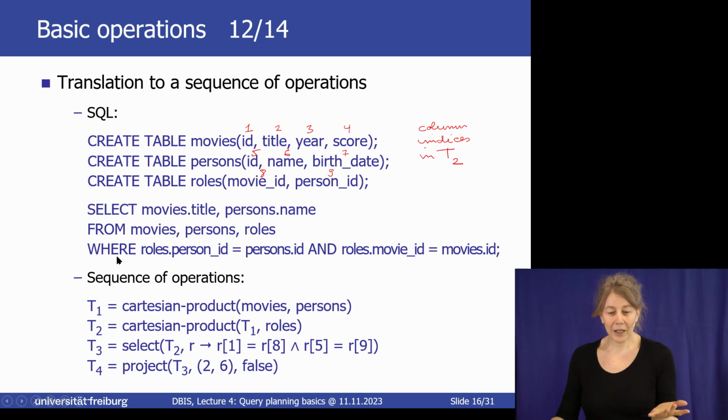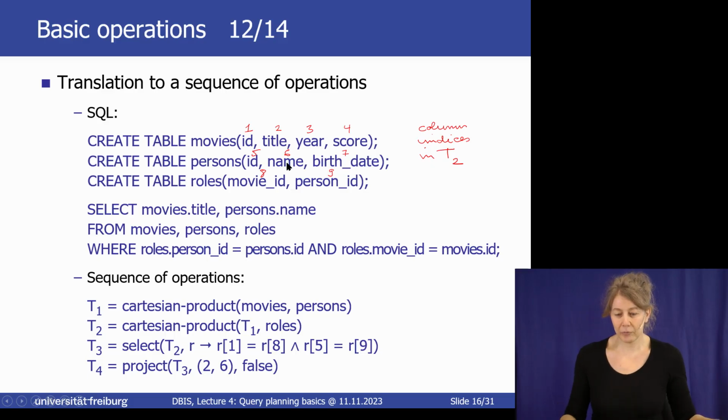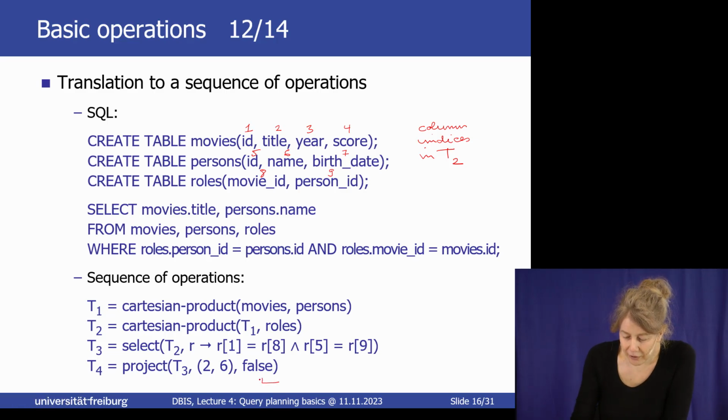So now I've realized this. And then it says here, select only, I only want the title and the name. So what do I do here? I take this table from 3, where I've already selected the rows, and I only take columns 2, which is the title, and column 6, which is the name of the person. And I didn't say distinct here, so this means false. So the false here is distinct.